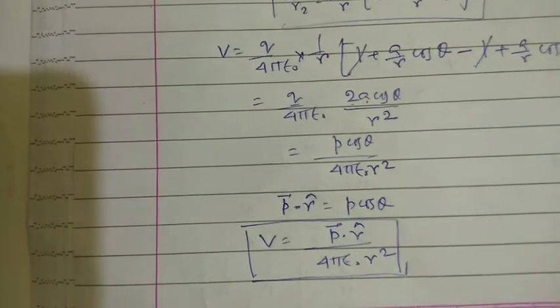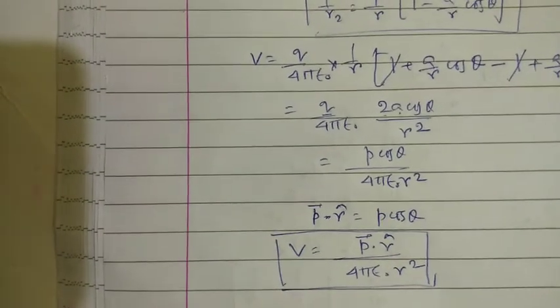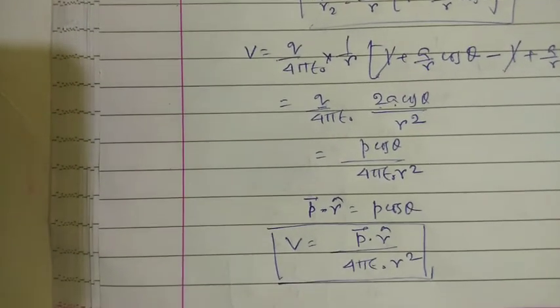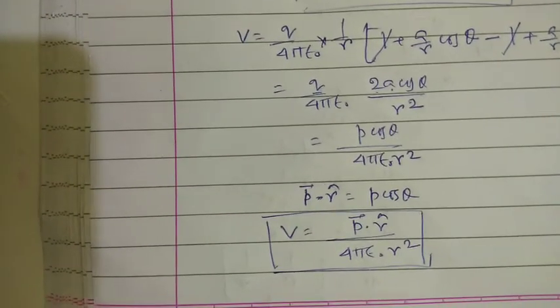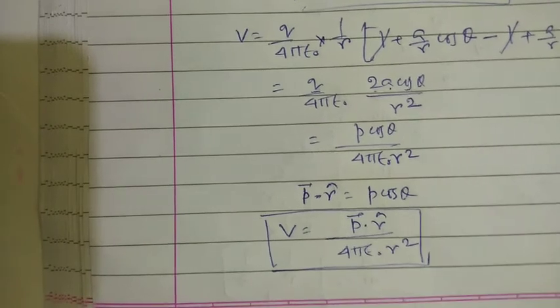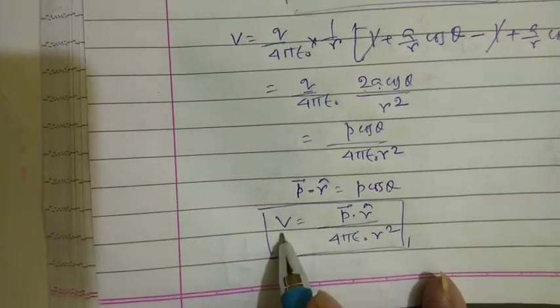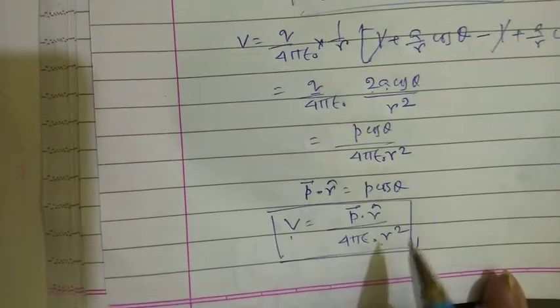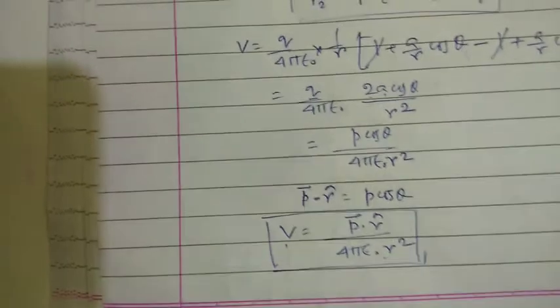Now here you have to remember that the whole derivation is on an approximation that the distance of the point is much greater than the size of the dipole. Also you can see here the potential decreases proportional to 1 by R square. Now let us consider two cases.